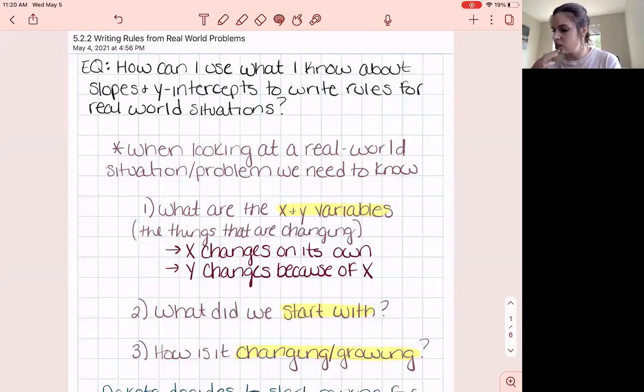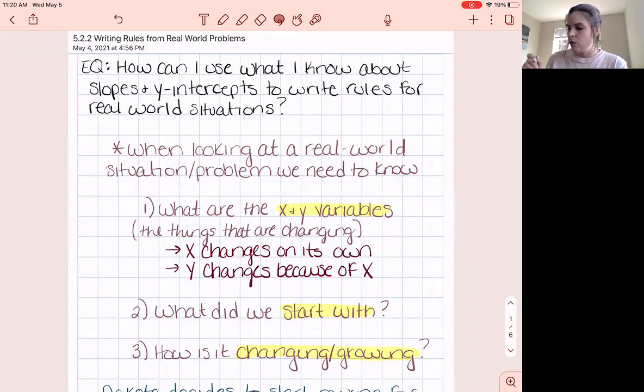So your essential question is, how can I use what I know about slopes and y-intercepts to write rules for real world situations? Go ahead and copy down everything you see on the screen here, then we will talk through it and do some examples.